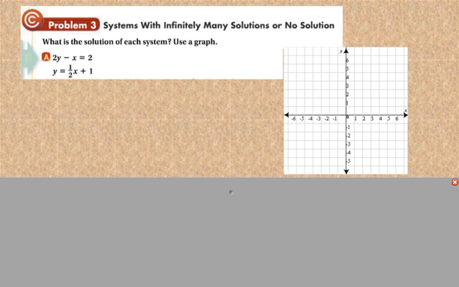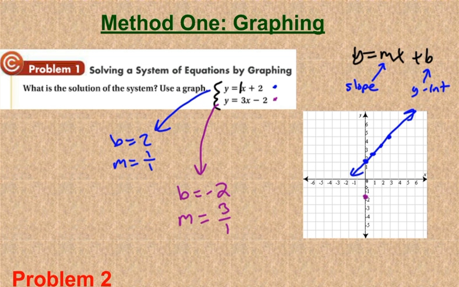So I'm going to go up 3, 1, 2, 3, and over 1. And I have this lovely graph of this line.